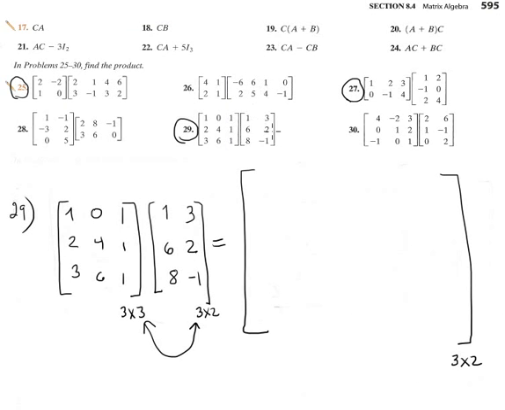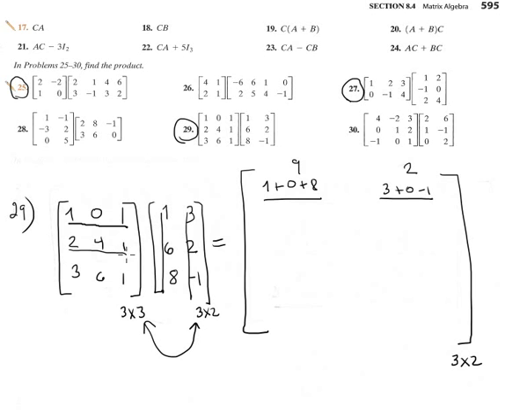Okay, 29 again is multiplication of matrices. In this case, the dimensions match very well, and the answer is 3 by 2. Let's do the multiplication. This multiplied by that. 1 times 1 is 1, plus 0, plus 8. The answer is 9. Now the second is 3 plus 0 minus 1. The answer is 2.